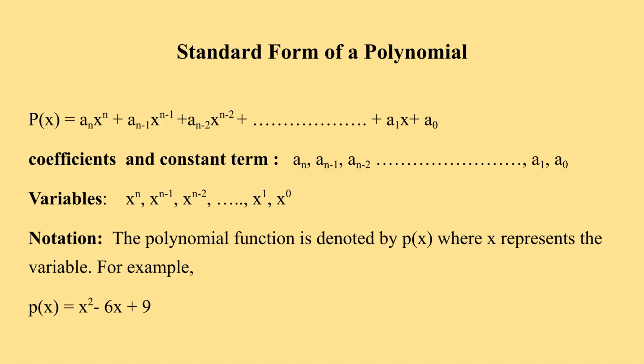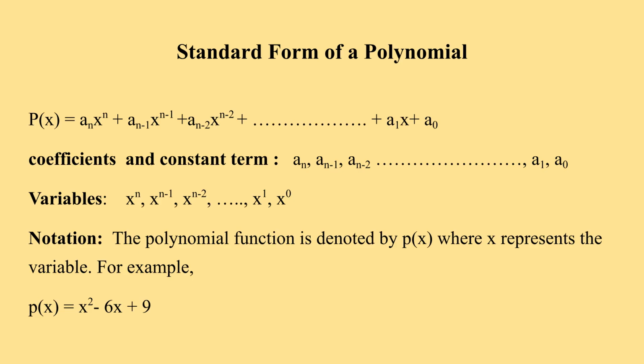The standard form of a polynomial is shown here. Coefficients and constant terms are the a terms, and variables are the x terms. P of x denotes the polynomial function. In the standard form of a polynomial like this, we write many terms and then join them with the plus sign: first term, second term, third, and so on.